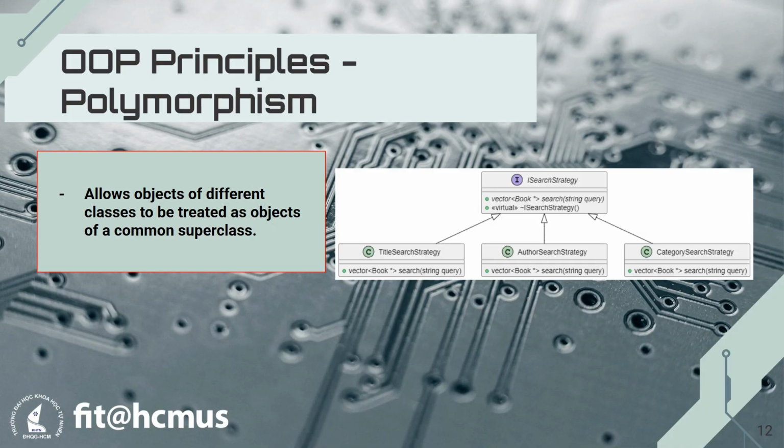The third one is the polymorphism principle, which allows objects of different classes to be treated as objects of a common superclass. For example, in the project we have an interface class called search strategy, and we have 3 different search strategies implemented in 3 derived classes. This allows the search function to have 3 different search engines without having to change the search function name.